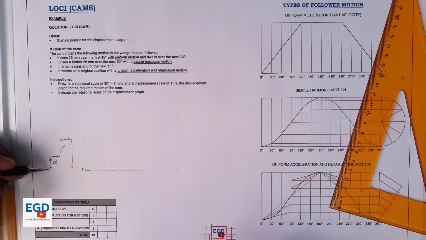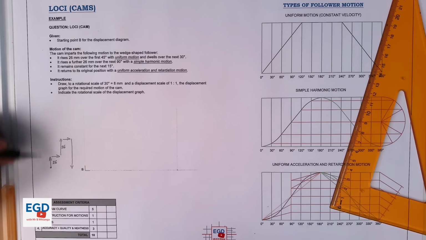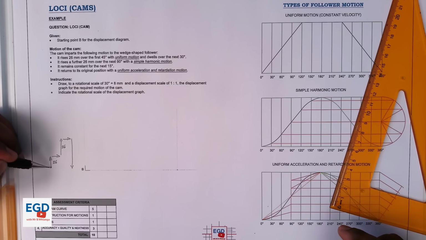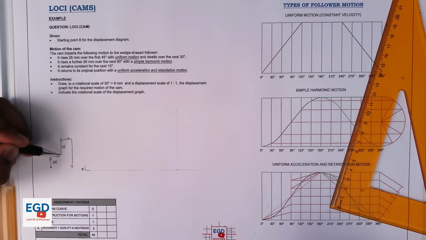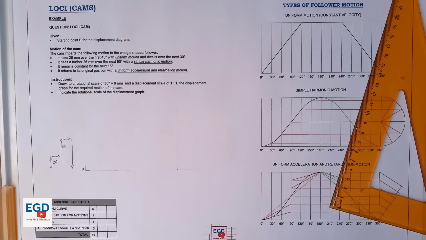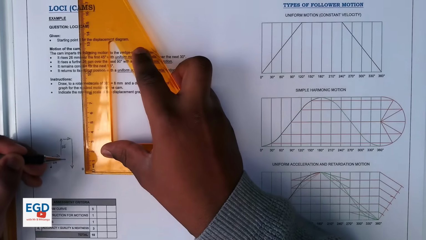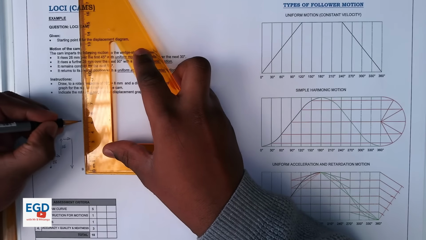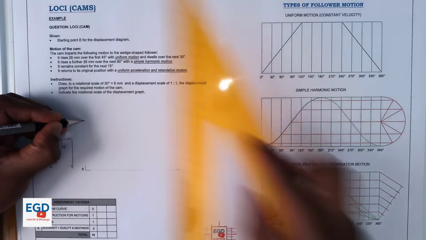So now the total height of this graph is 52. Why is it 52? Remember, we had the 26, which is the first rise, and then another 26, which is the second rise of the follower. So it's 26 plus 26, which is 52. I'll just measure the 52. So that's how you get the height of the graph.